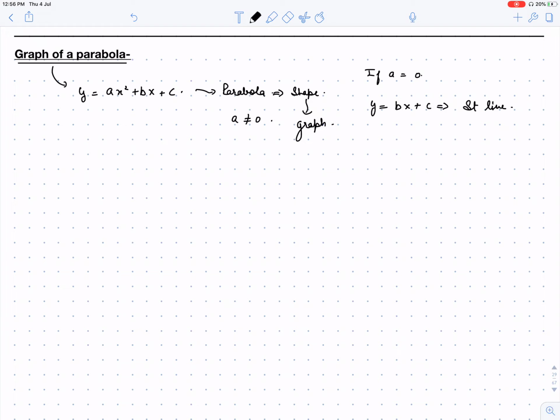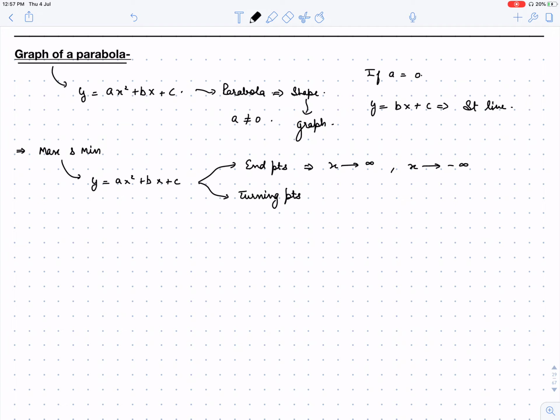To plot the graph of this parabola, I'll again go to the concept of maxima and minima, where I'll try to judge things out from here. y is equal to ax square plus bx plus c. For maxima and minima, I need to know two sorts of critical points. One is called endpoints, another is called turning points. Endpoints would occur at x tending to infinity and x tending to minus infinity. And the turning point would occur at dy by dx equal to 0.